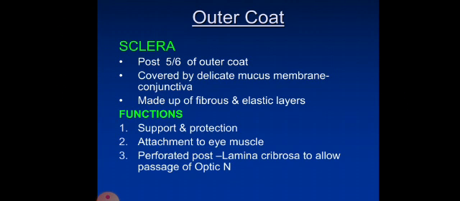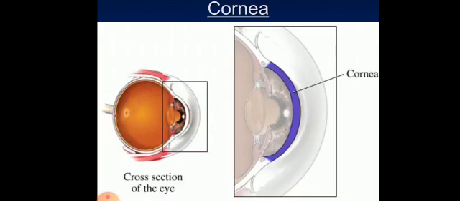Perforated posterior lamina fibrosa to allow passage of the optic nerve. So basically, the third point I have briefed so that it's easy for you all to remember. What the third point tells is the posterior part is perforated, and it's called lamina fibrosa, which allows the passage of the optic nerve through it. That's what the third point reads as. So we go to the next slide, where it's a picture of the cornea.